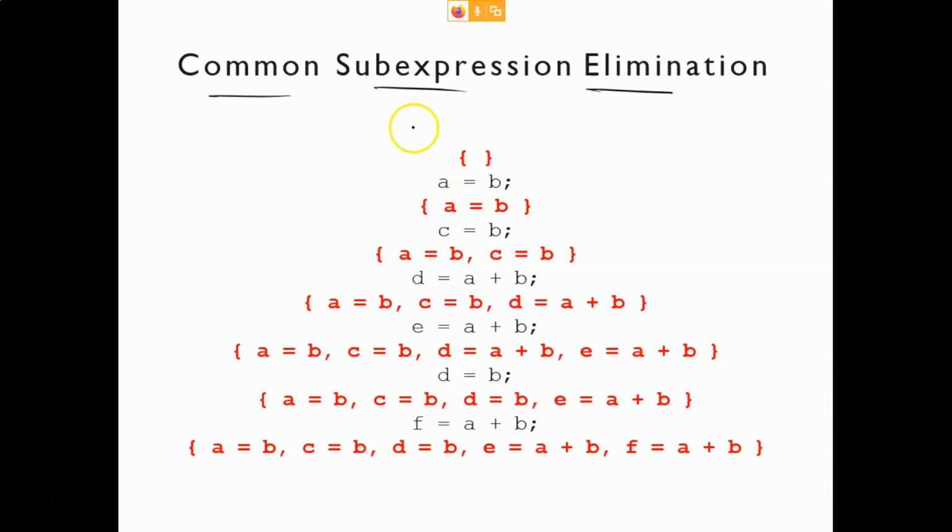Let's see. You will go again one by one. Right now here there is no available expression, so there is nothing to change, nothing to eliminate here. Here you can see for this statement, this is your set of available expressions. So your set of available expression is saying that, what is it saying?